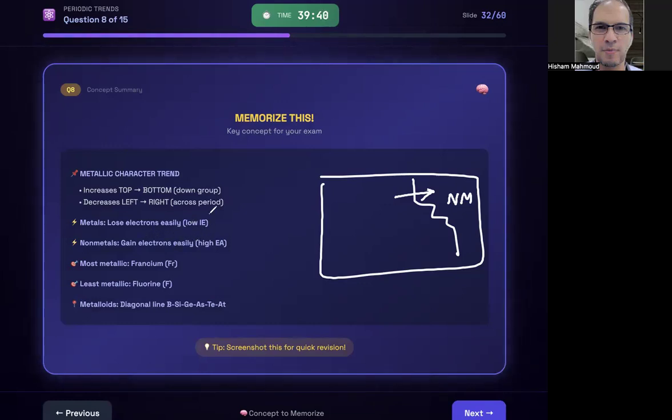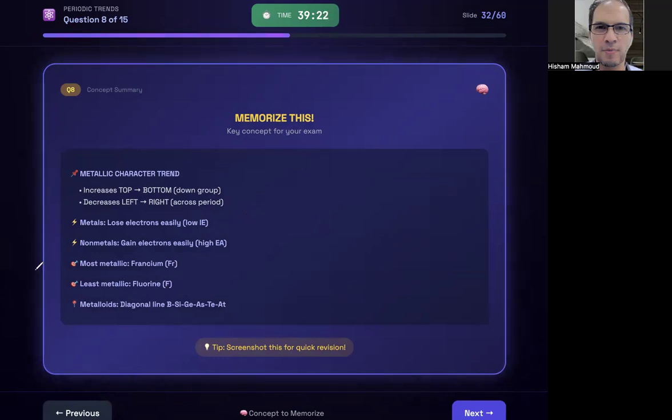Nonmetals gain electrons easily, higher electron affinity. Remember this, very important. Most metallic is the francium and the least metallic is the fluorine. Metalloids are diagonal, that's boron, silicon, germanium, arsenic, and so on. They are between the metals and nonmetals, remember?